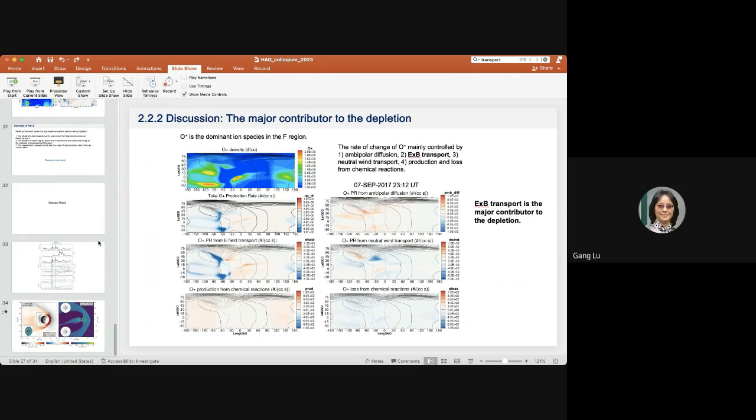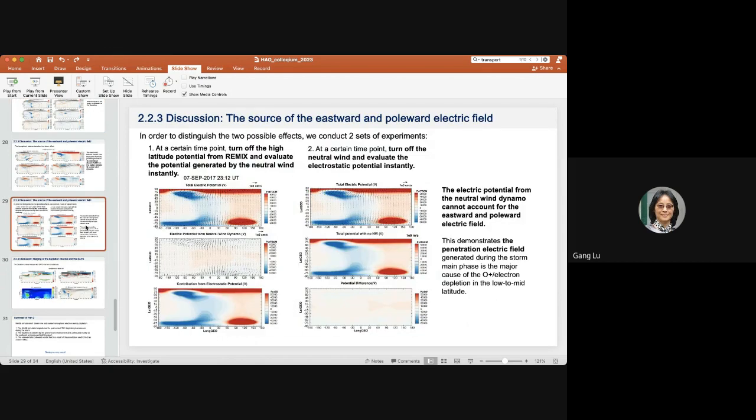But I have a question on the second slide from the last, the one regarding the penetration fields. I'm just wondering what is being plotted here. Is the penetration field solved from RCM, or from the dynamo solve in the GCM?